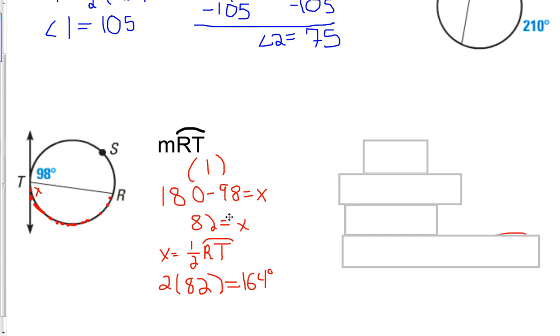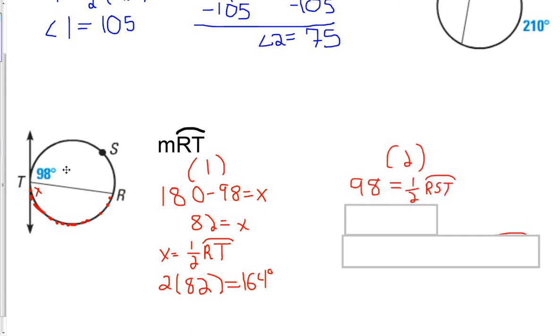The other method is we could go from 98 to this arc. So I'm going to show you method 2. We're going to get the same answer. You don't need to do both, but I'm just showing you there's more than one way to do it. So you can use the other as your double check. Angle 2, 98, equals half of RST. Angle equals half arc. So times 2 on both sides, and we get 196 is RST.